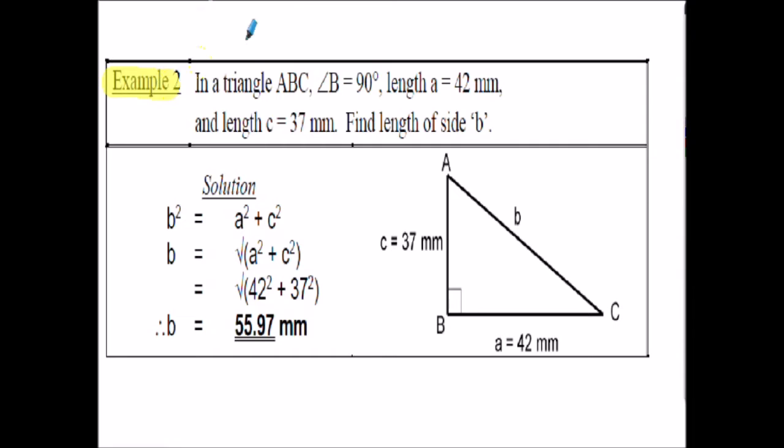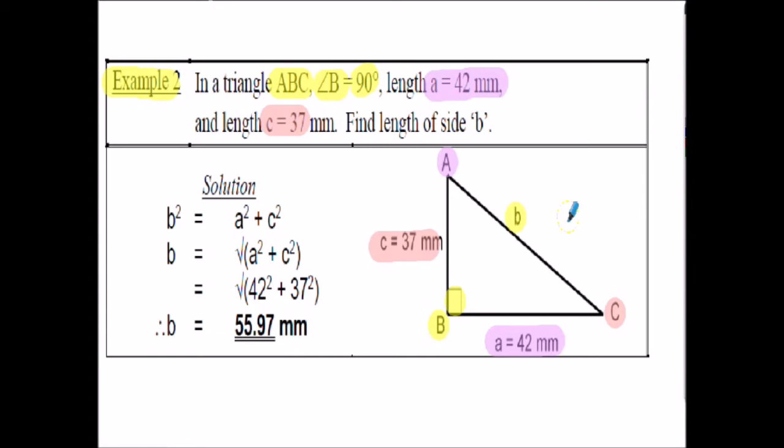Example 2 shows an illustration of a triangle ABC where angle B is 90 degrees. Angle B shown as 90 degrees in the sketch. The length of side A is given as 42 millimeters. This is shown as angle A, so side length A is opposite angle A, so there's my 42 millimeters. And side length C is stated as 37 millimeters. This is angle C, so opposite angle C we will find side length C, 37 millimeters. B in this case is the longest side, so that's the hypotenuse.